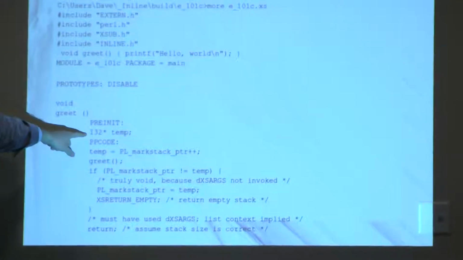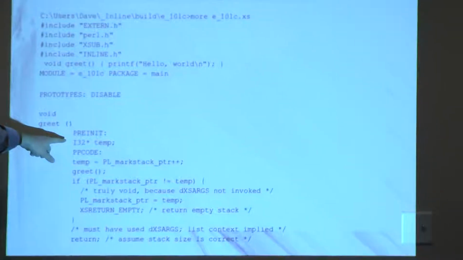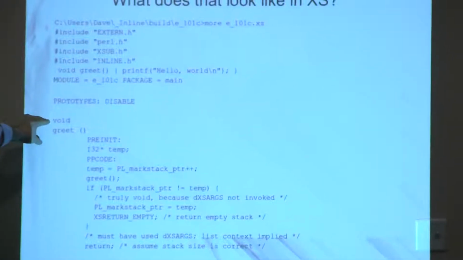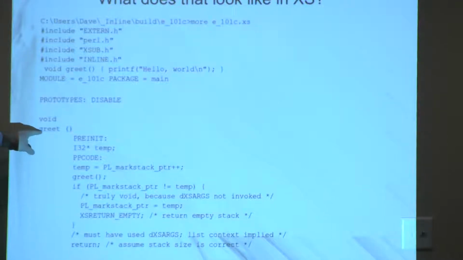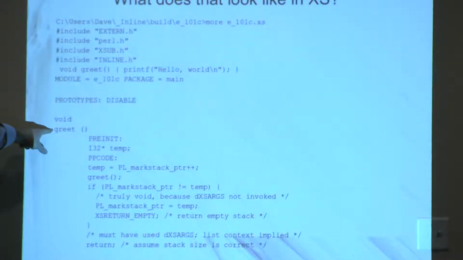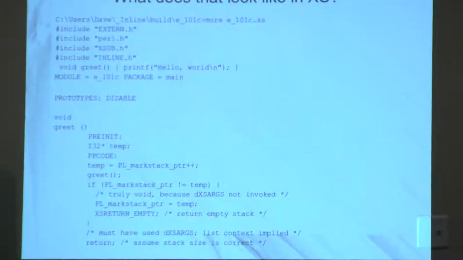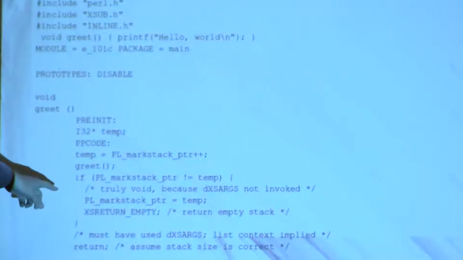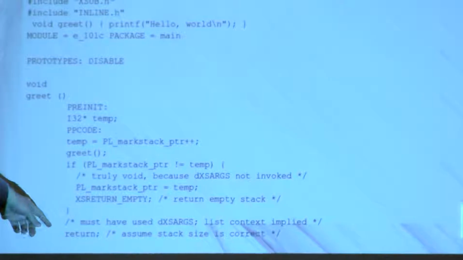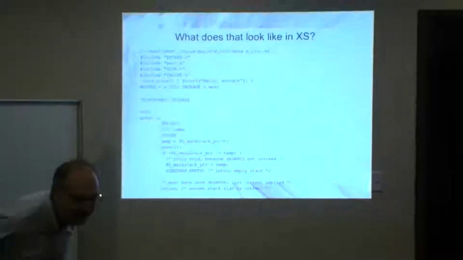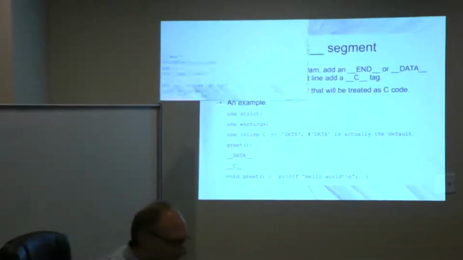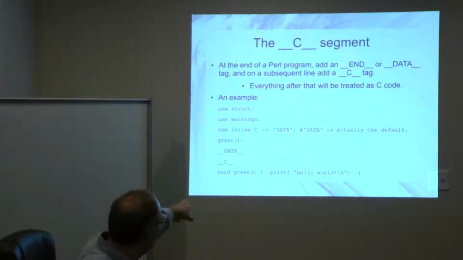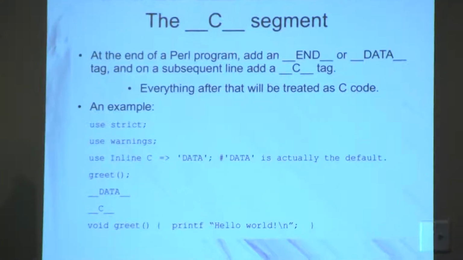This pre-init is setting up some temporary variables that are necessary for the bindings. This is telling Perl that we have a subroutine called greet that has a void return value. It finds the bindings, and then all of this is the glue code. Actually, what's happening here, if I can remember how to read it, this is dealing with setting up the Perl stack, which we'll get to in a minute, the call stack pointer. This is just the glue code that wraps around your C function to make it callable from within Perl. And so here we've just got the C code at the bottom of our Perl file under a C segment.